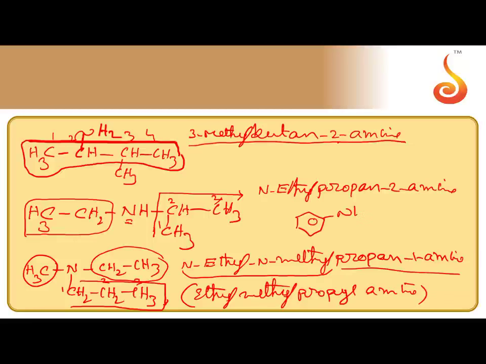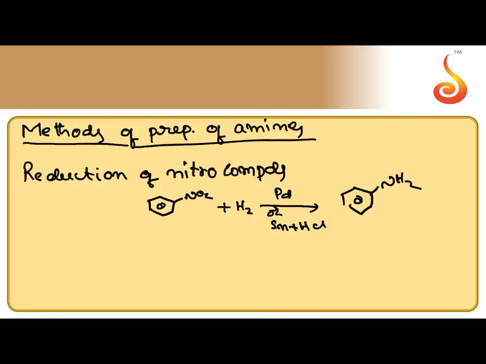If aromatic amines are there, common name is there: aniline. This is aniline, benzene amine or aniline. If substituent is there, suppose CH3 at meta position, the common name is toluidine, meta toluidine. Otherwise 3-methyl-aniline. Its name is 3-methyl-aniline.